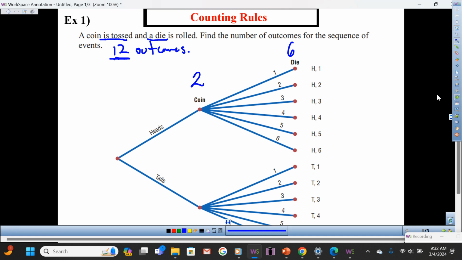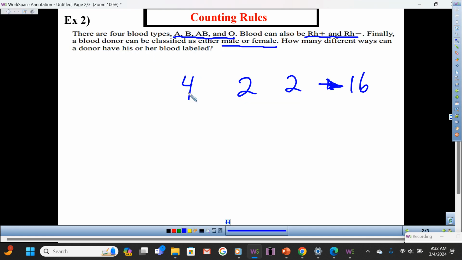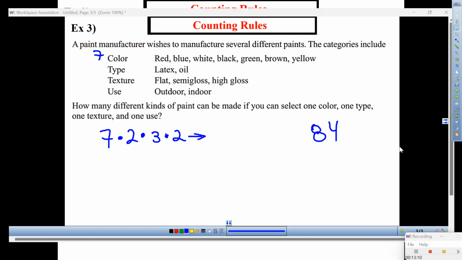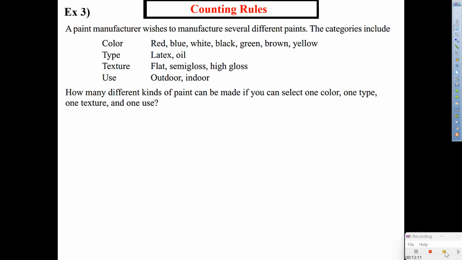From there, we went to this one, blood type, another blood type, and then classification for male or female. And then we said that this was 16. Then at the end, we came up with this problem with paint, 7 different colors, types, texture, and use. That gives us 84. Okay, so with that said, before we get to the rules, send me your notes really quick. Hold on.